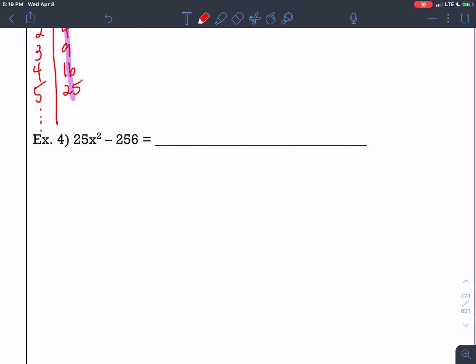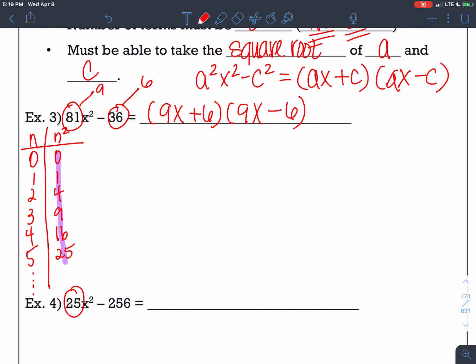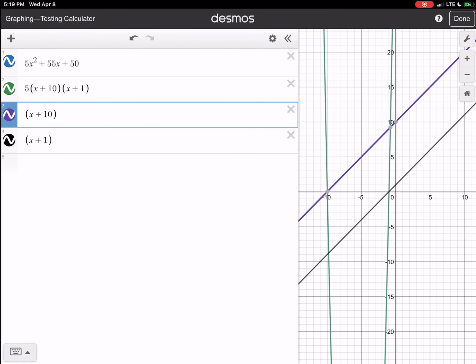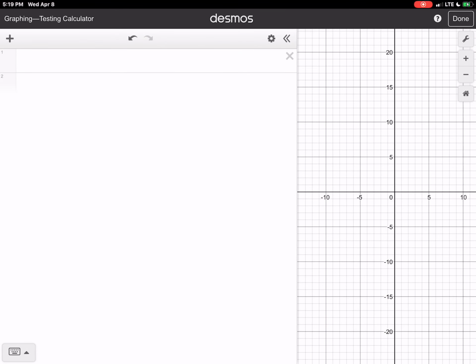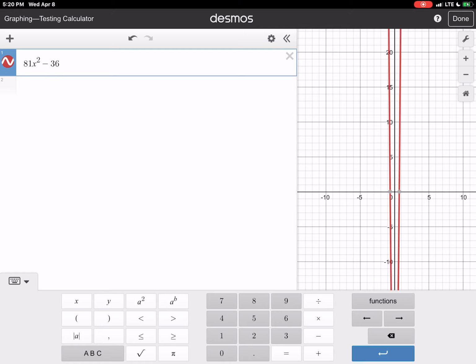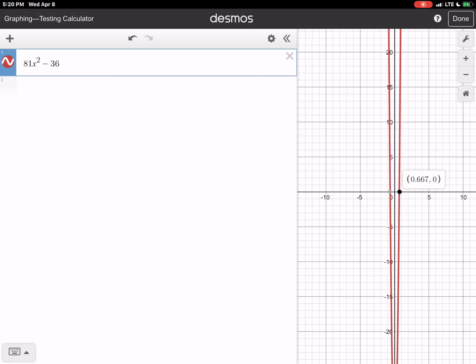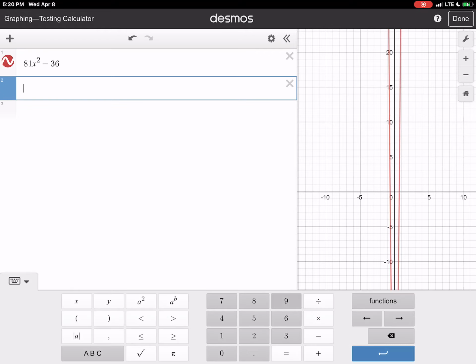Okay, so let's look at this one. Well, actually, let's go ahead and verify that these are correct. So I'm going to go ahead and I'm going to plug these into Desmos. So I'm going to clear these guys out. And I'm going to start typing my original equation. 81x squared minus 36. There it is. So I should have x-intercepts at 2/3, negative 2/3.